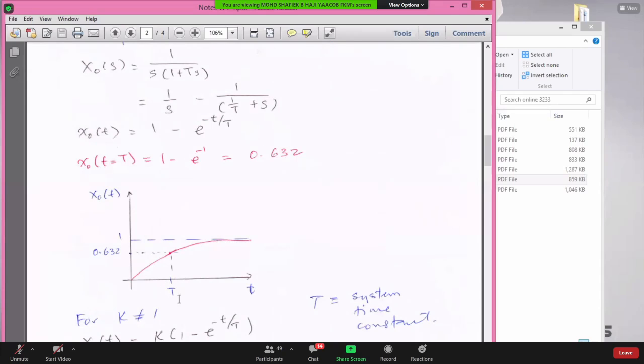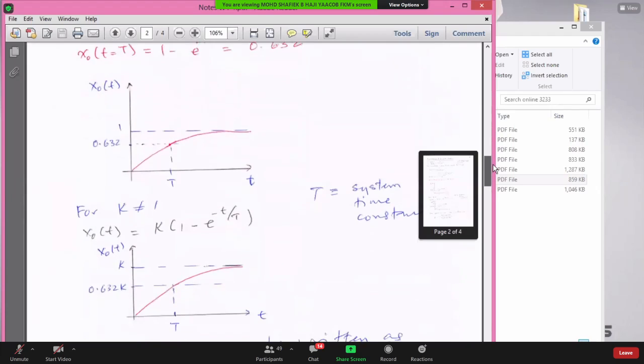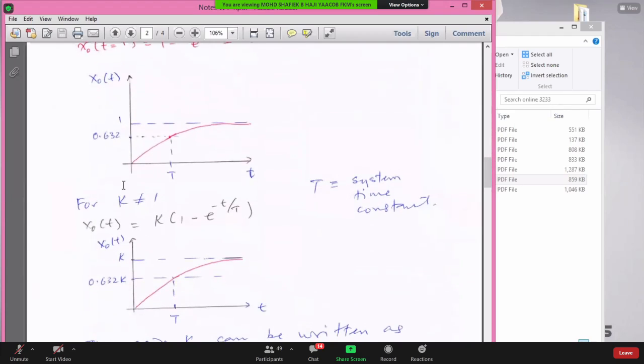So T here is known as the time constant. This is a solution when k is equal to 1. It's for simplicity. When k is other than 1, all you have to do is just multiply the solution by the value of k. So the final value is going to be k. In one time constant, the response is 63% of the final value. Remember, k can be smaller than 1. K can also be greater than 1.